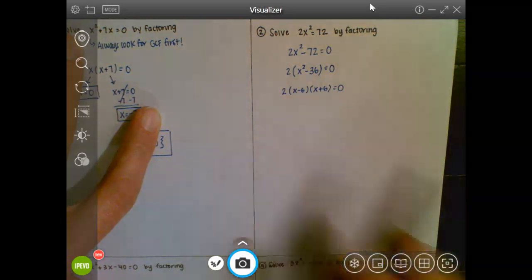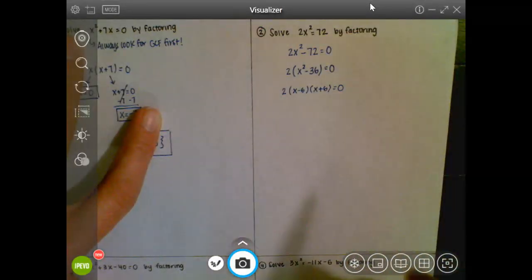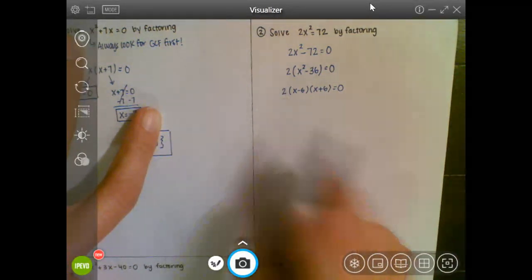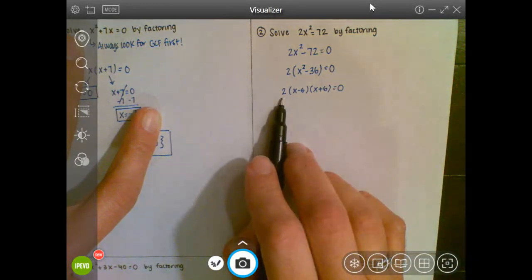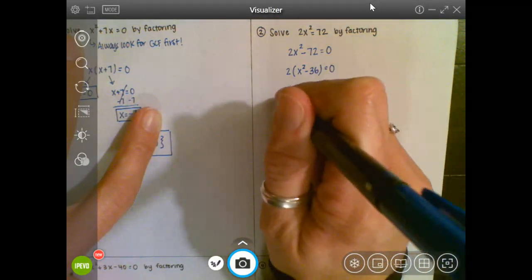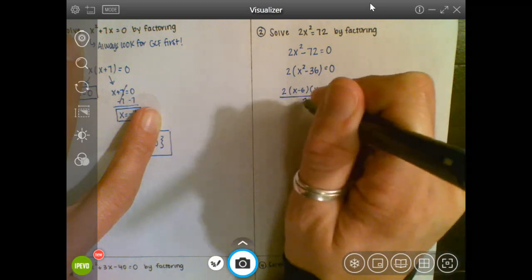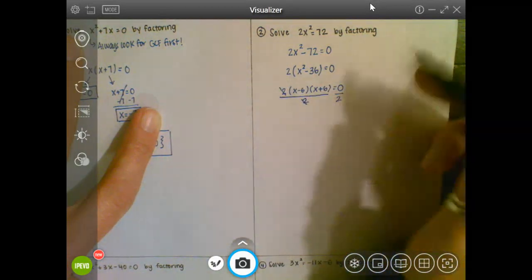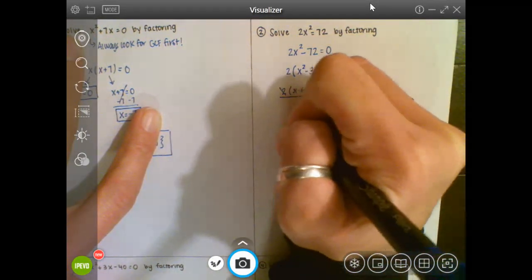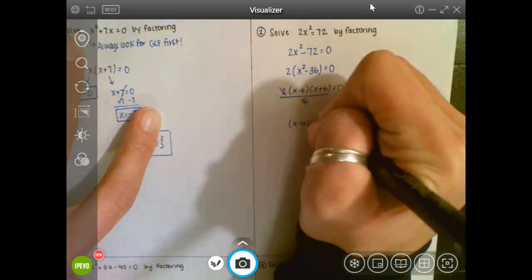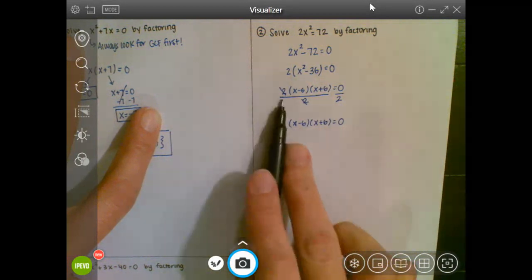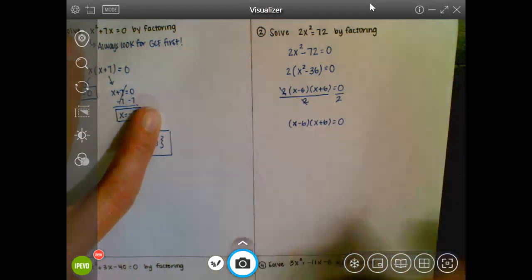Once I've got that all completely factored out, this is where I can go ahead and solve. But before I do the zero product property, because I have a coefficient of 2 out front, if this is just a constant number, in order to use the zero product property, you would want to go ahead and divide out that constant on both sides. Because over here, the 2's end up canceling out. And then over here, 0 divided by 2 just still leaves us with a 0. So then once I get rid of that 2 that's out in front, this is where I can go ahead and use the zero product property.